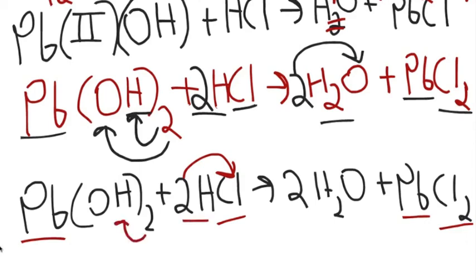4 hydrogen on my left, 4 hydrogen on my right. 2 oxygen on my left, 2 oxygen on my right. This equation is now balanced.